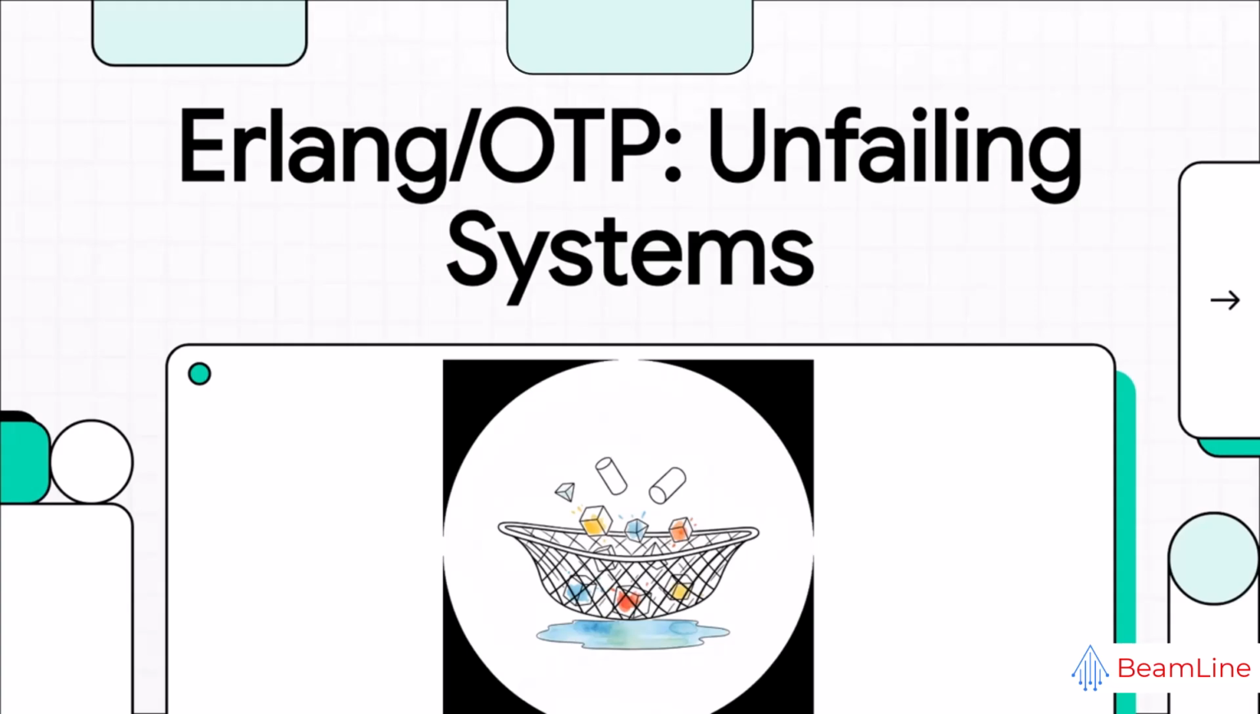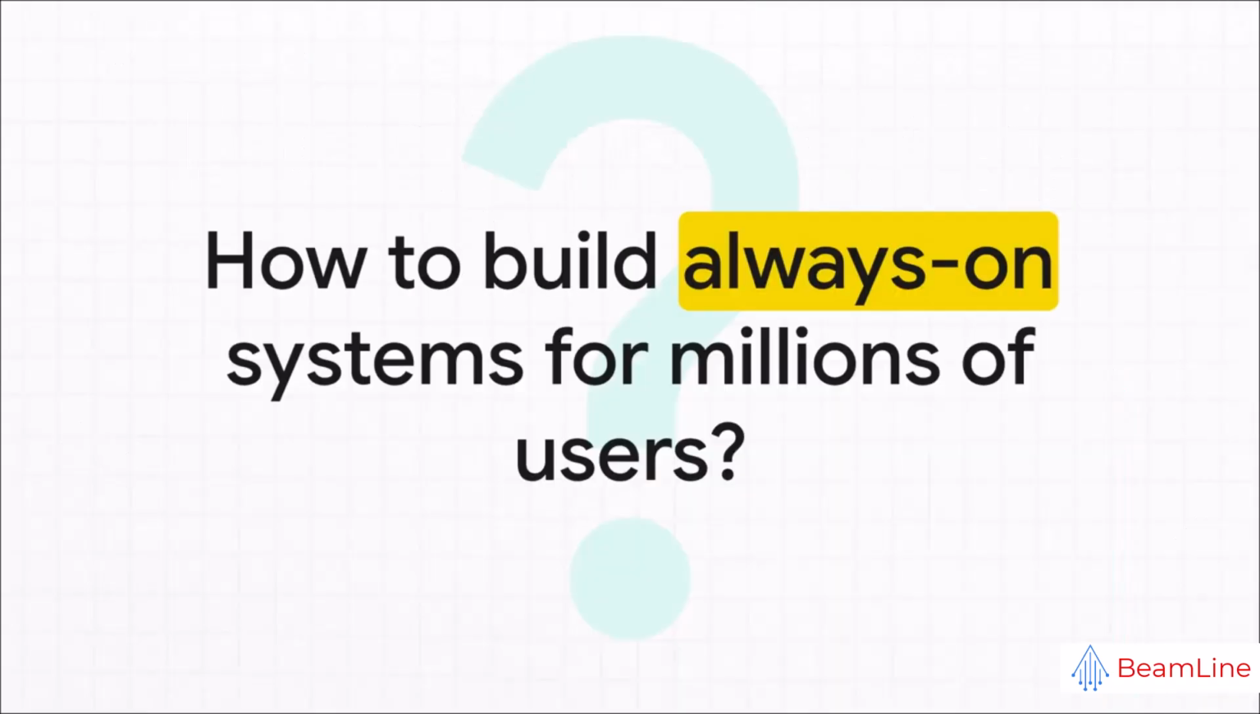Today, we're going to dive into a technology that was literally born out of a need for perfection. We're talking about building software that, for all intents and purposes, simply cannot be allowed to fail. I mean, think about it for a second. The systems that run our world, telecom networks, banking systems, massive messaging apps, downtime for them isn't just an oopsie. It's a major problem. So the question is, how do you even begin to build for that kind of reliability, especially when you're dealing with millions of users all at once?